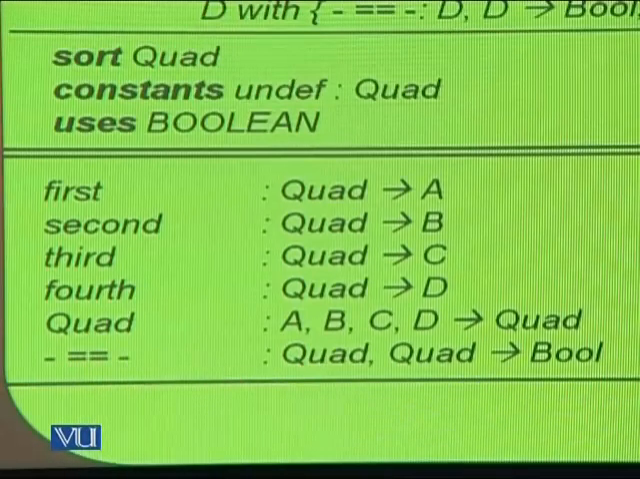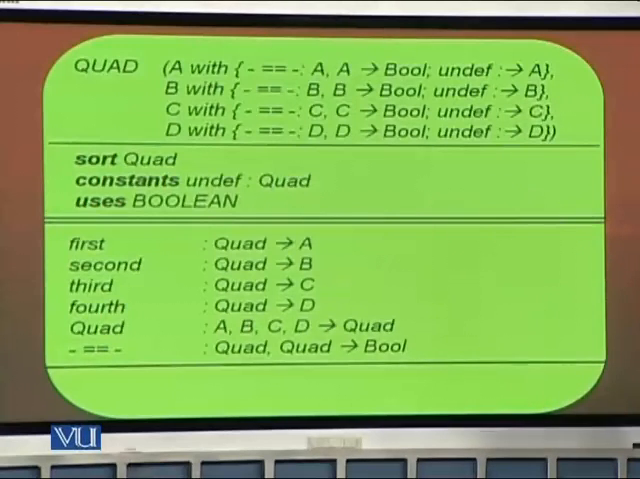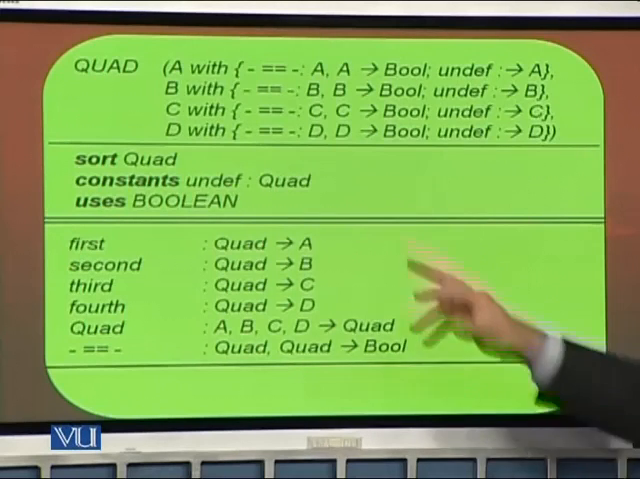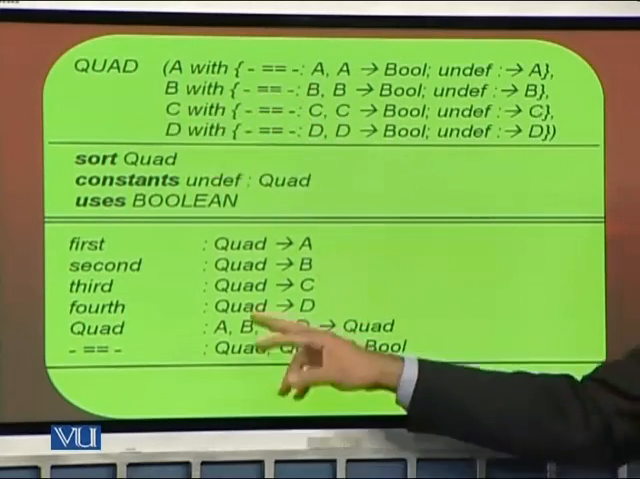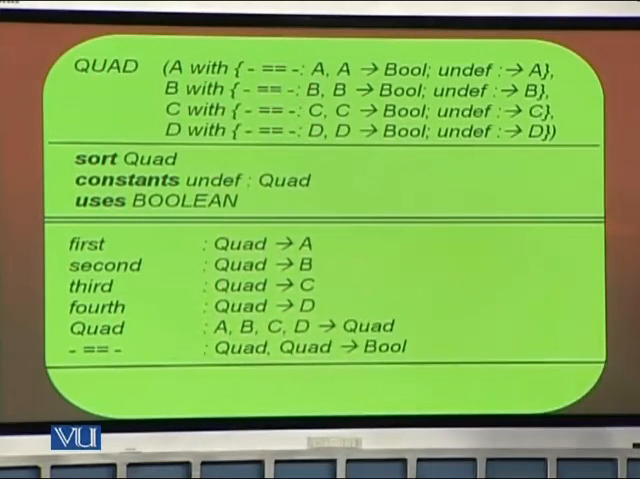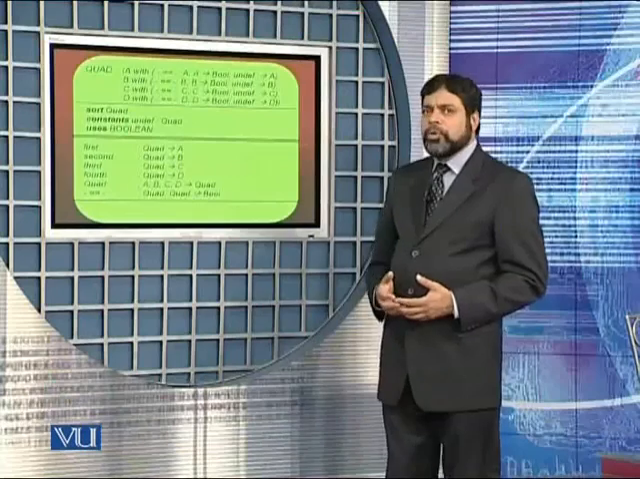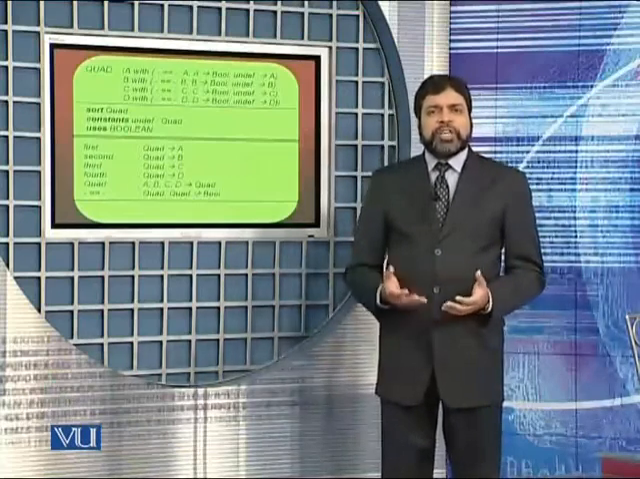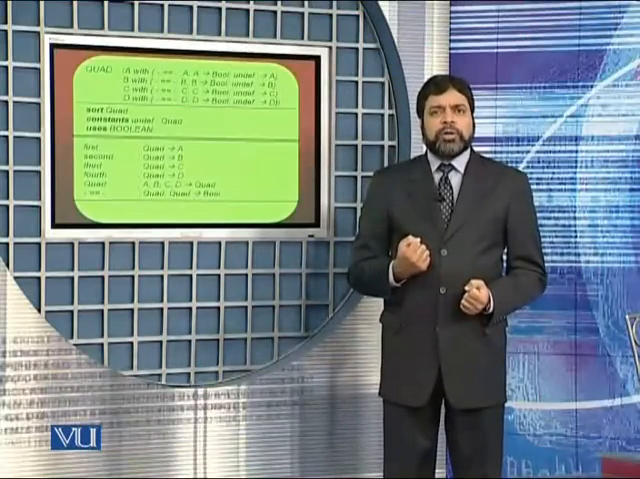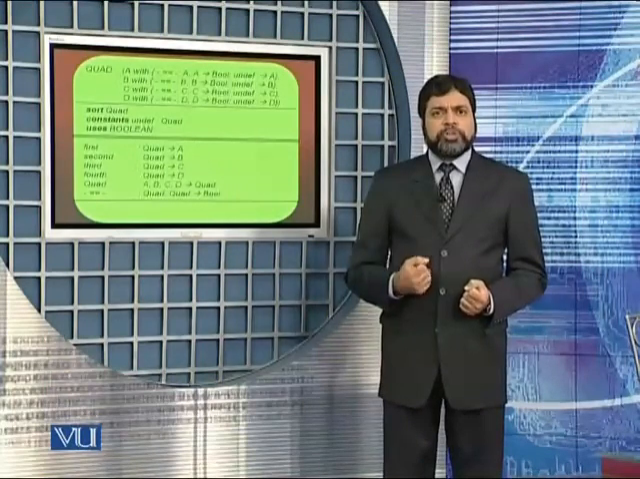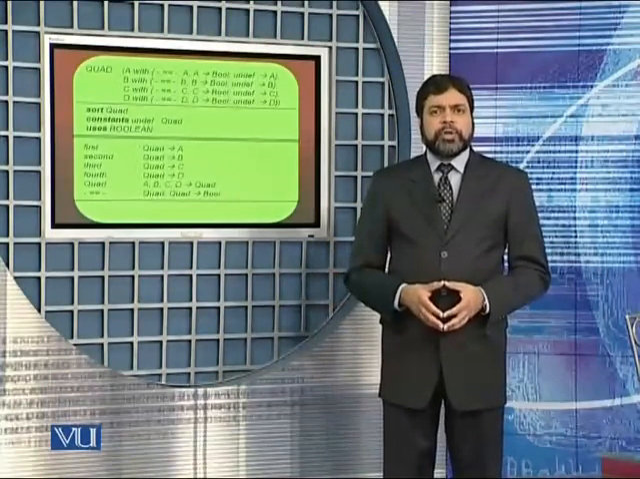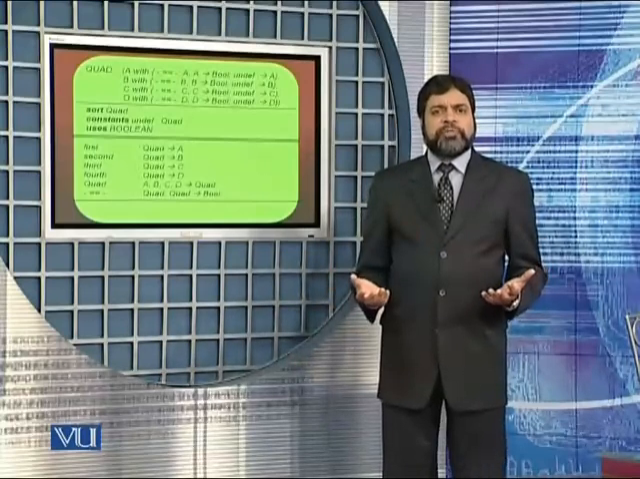And we have this equality operator which takes 2 quads and it gives us a Boolean result back. Now, if you look at this thing, the only difference between a quad and a pair as far as the specification is concerned is that in the case of pair we just had 2, in the case of quad we have 4. The rest is exactly the same. So for example, the first will give us the first component of the quad. The second will give us the second component of the quad, just like we had in our pair. The third and fourth, they are again very, very similar.